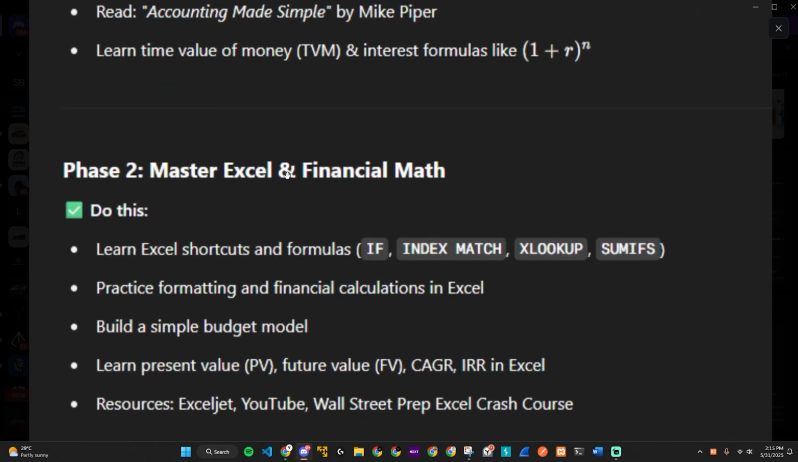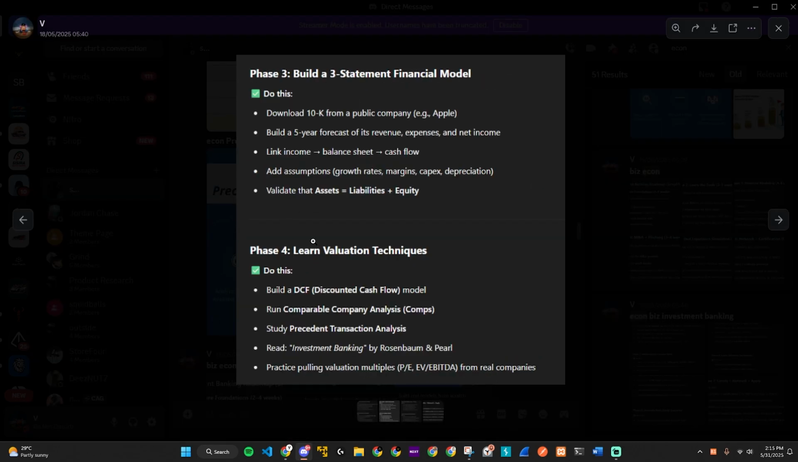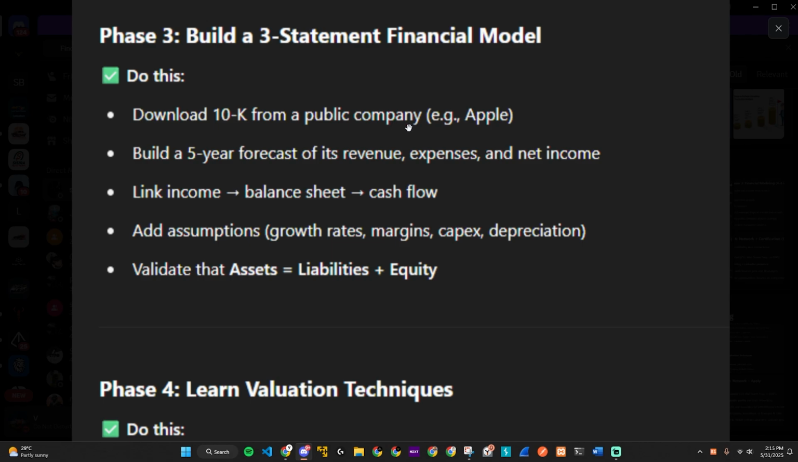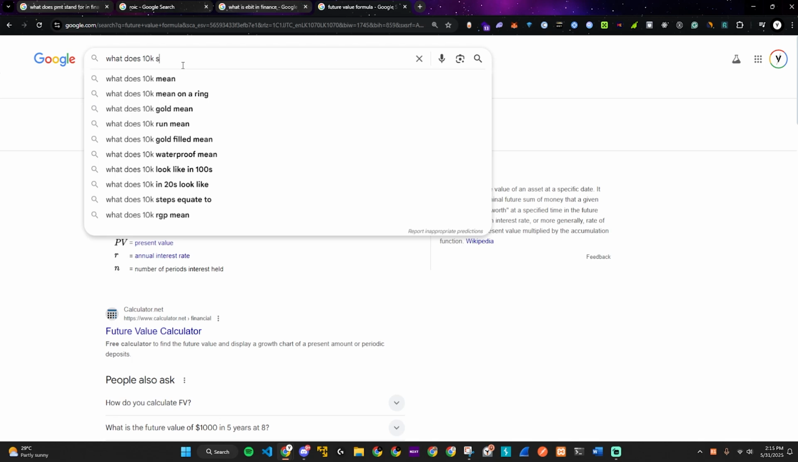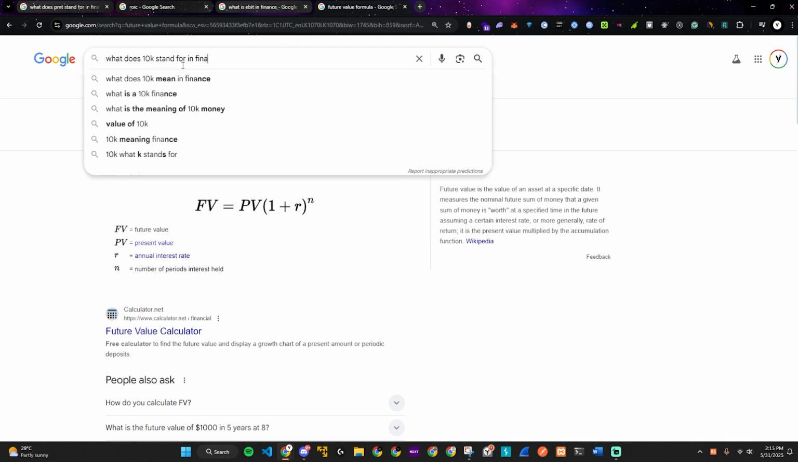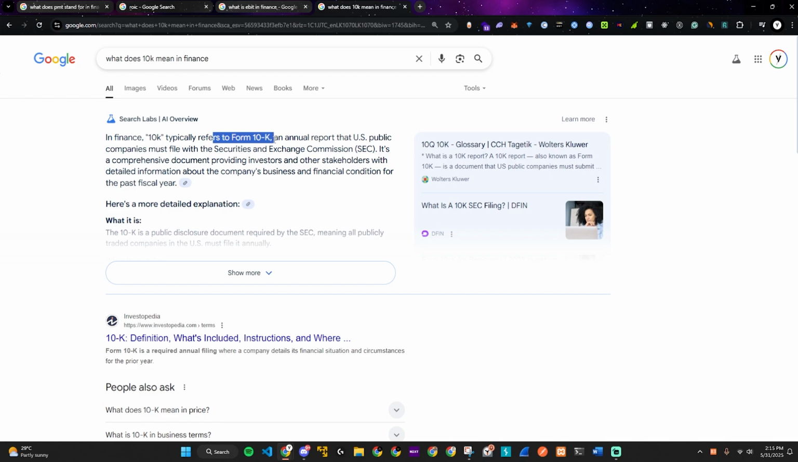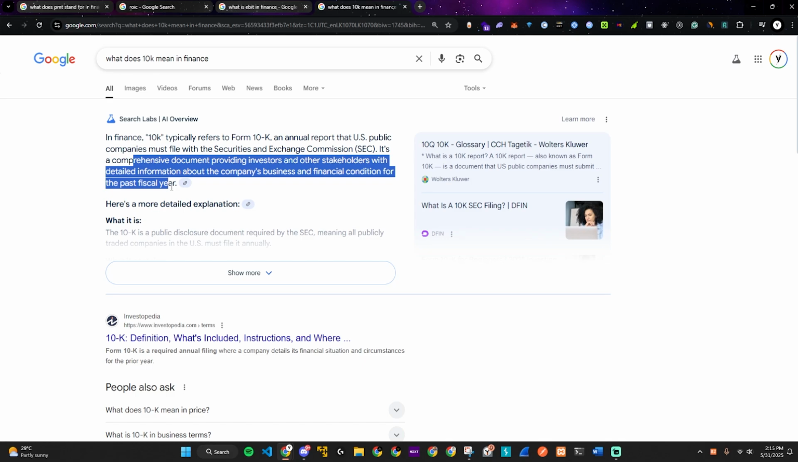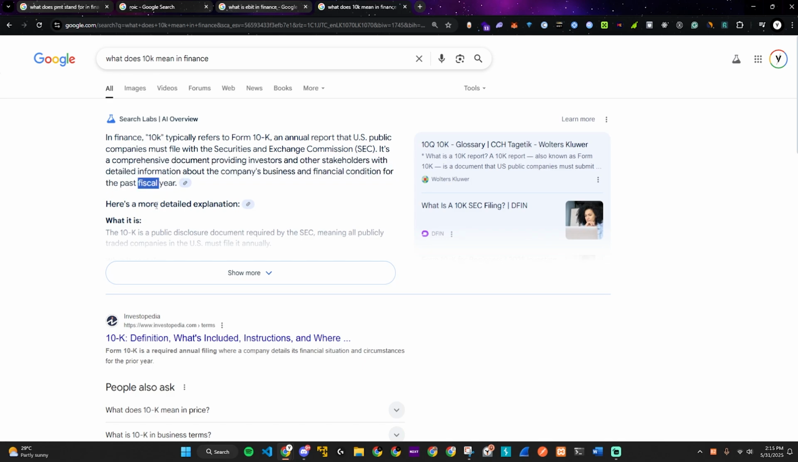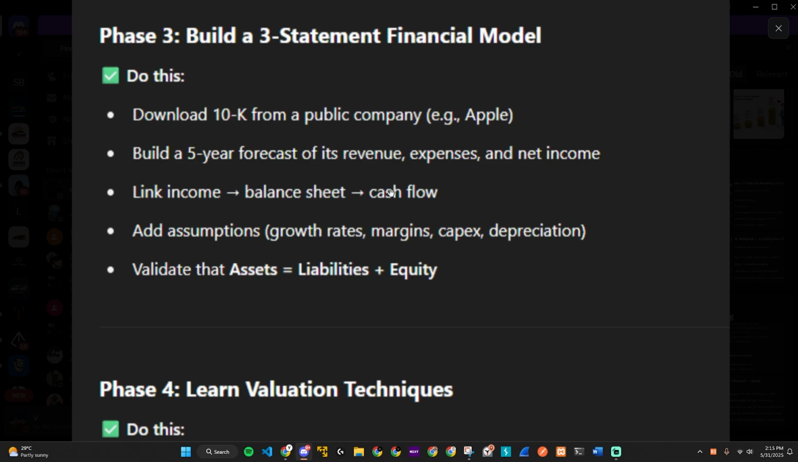So as you can see, we have the Excel and financial math. So you can use these tools on Excel. It's nothing complex. Download a 10K report from a public company. Let me see what 10K stands for in finance. 10K refers to Form 10K, an annual report that US public companies must file with the Securities and Exchange Commission, right? It's a comprehensive document so other people can invest in your company based on the reports of the past fiscal year.